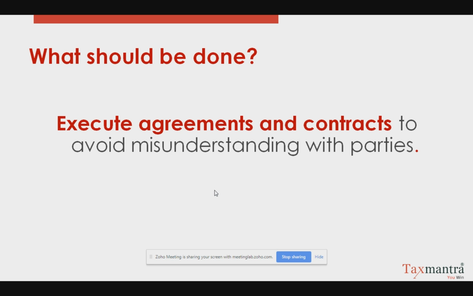You should execute an agreement so that it becomes clear for the investor, when they come to understand, what you have been doing with that particular party, what the obligations of the other party are, what the obligations of the founder are, what the obligations of the company are, and what the rights of the company are. This becomes clear when you execute an agreement with the parties, and this helps in avoiding misunderstanding.